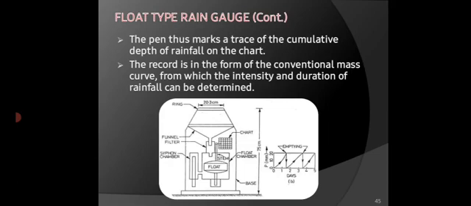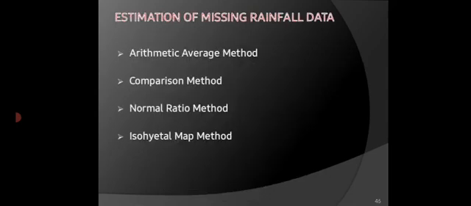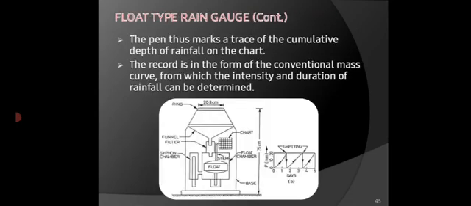The pan thus marks a trace of the cumulative depth of rainfall on the chart. The record is in the form of the conventional mass curve, from which the intensity and duration of the rainfall can be determined. Right. So what we can see here is that we have two types of rain gauge.